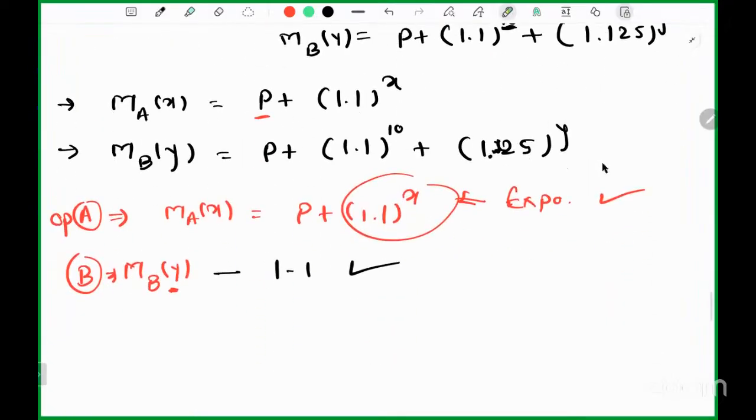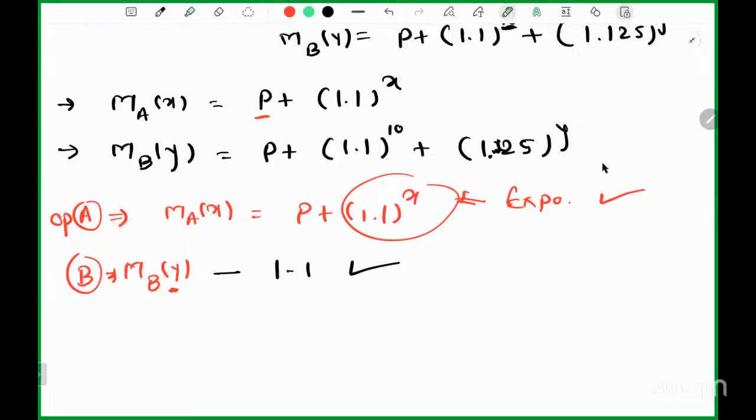Now there are several options regarding MA of x and MB of y we have to figure out. Option A says that MA of x is a 1-1 function, and this is the correct option because MA of x is nothing but an exponential function, a to the power x function, right? And we know that a to the power x function is a 1-1 function. So that's why this option is correct. Option number A is correct.